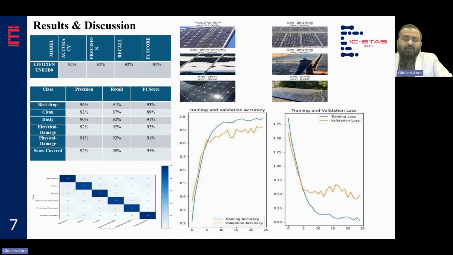Moreover, these are the results, ladies and gentlemen. You can see that the accuracy for our algorithm is 92%, along with precision, recall, and F1 score. For different problems, like different classes, we specify different F1 score, precision, and recall. The results are really good. At the bottom, you can see the confusion matrix, which identifies the classes with good accuracy as well. This graph shows the training and validation accuracy and validation loss.